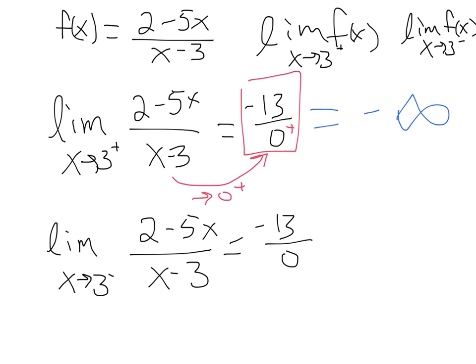And over here, if we're going to a number just a little bit less than 3, so 2.999999999, then we have a number that's really close to 0 but on the negative end. And so as x approaches 3 from the left, this is approaching 0 from the negative end. And so this is a negative 13 divided by a negative really small number, and so this gives us positive infinity.